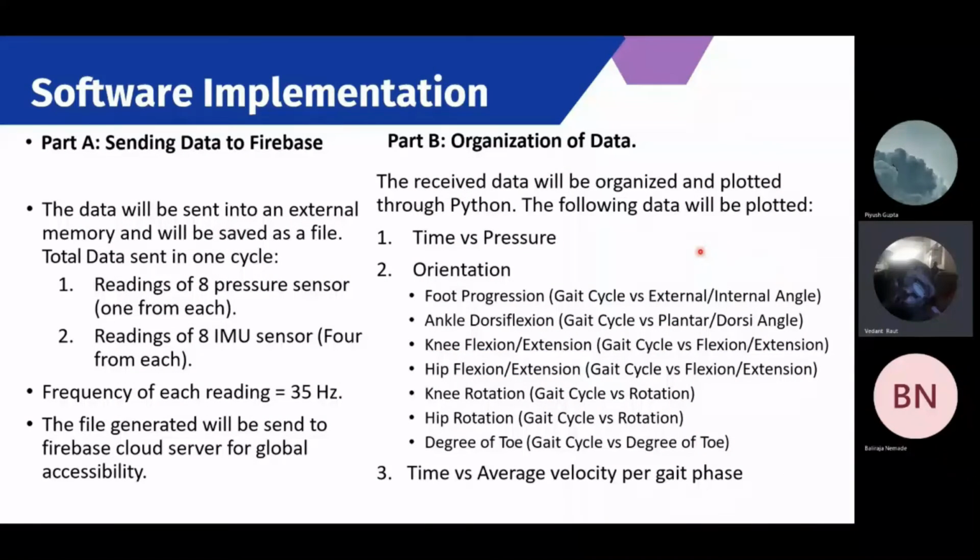Coming to software implementation, our software implementation is divided into four parts. The first one is recording the data at the sample frequency of 35 hertz from our sensors, storing it in a flash storage, and sending it to a real-time database server for global accessibility. The second part involves organization of data. So these are the ways we are organizing our data.